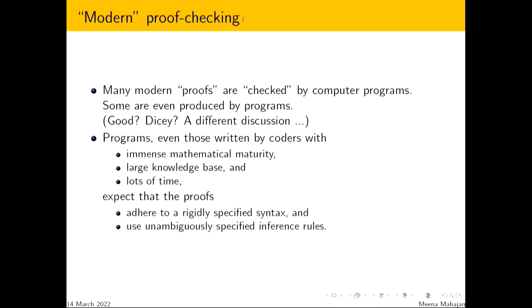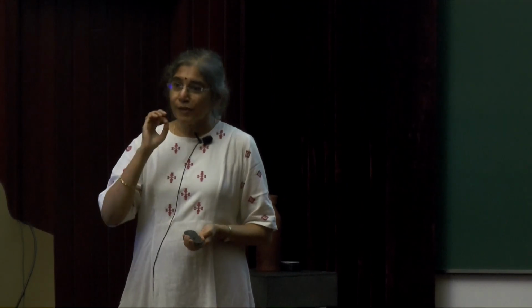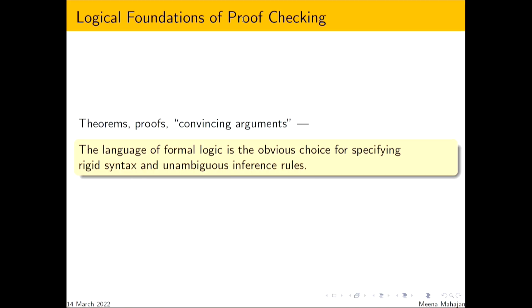to check, it is going to expect that the proof follows a very rigidly specified syntax and that it follows very clearly stated unambiguous inference rules. If there is any deviation from this, the program is likely to say this proof is wrong or I do not understand this proof. The proof may not be wrong, but the program is not going to pass it if it does not satisfy these two criteria. So that's where formal proofs come in.